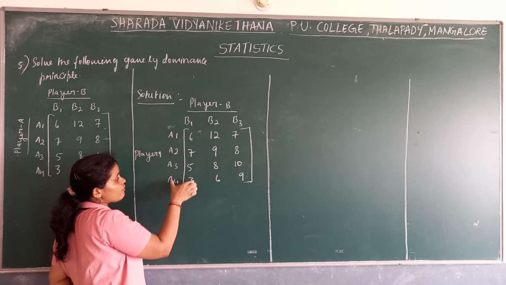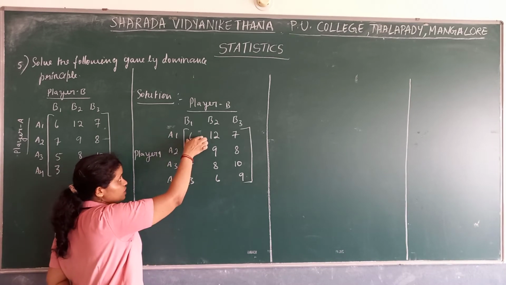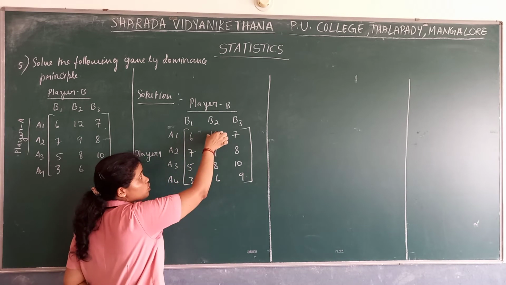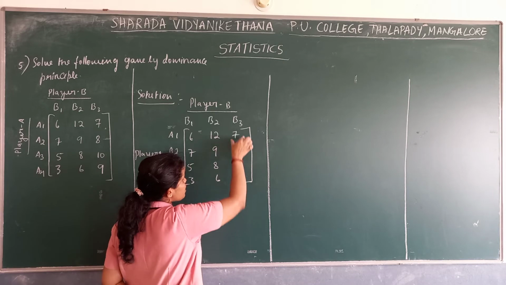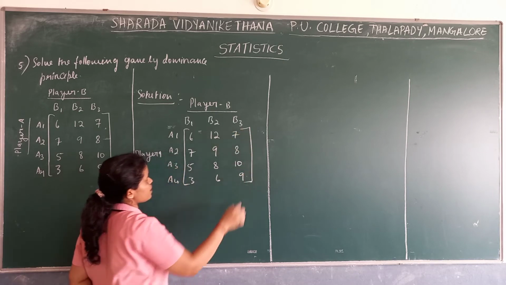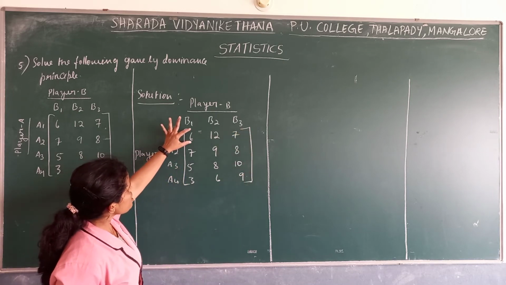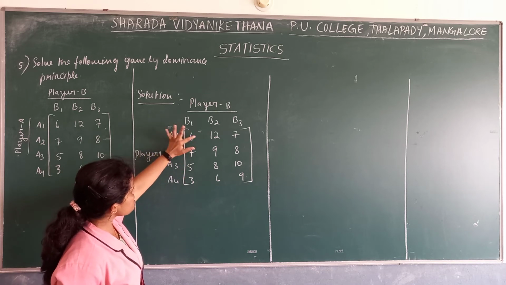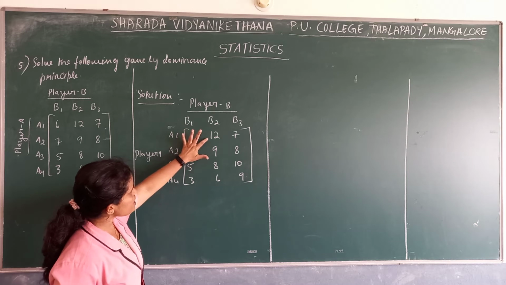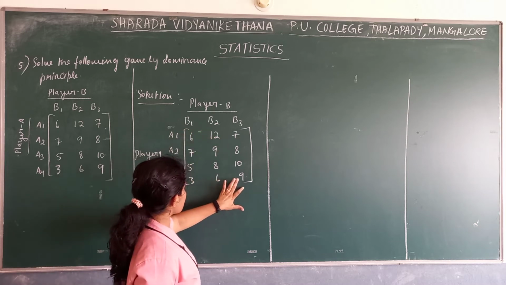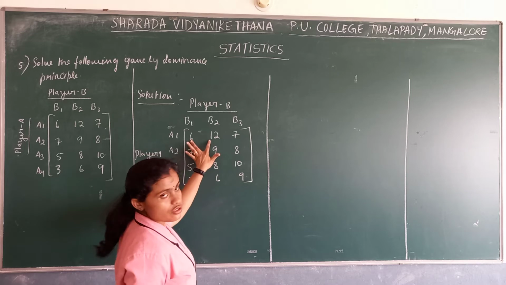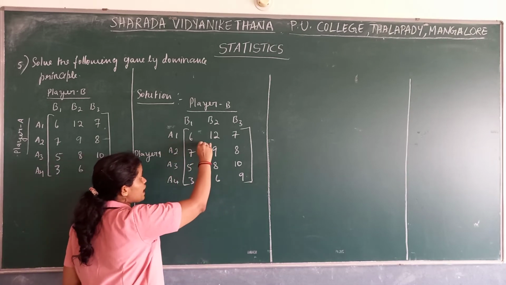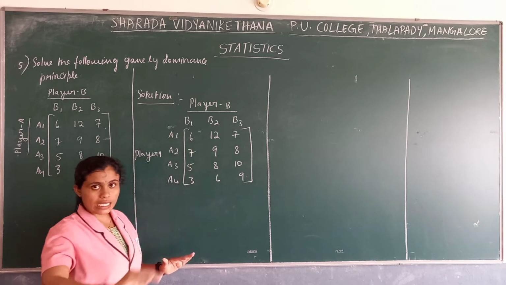Move further, A1 with A4. Here 6 and 3, 6 is greater, 12 and 6, 12 is greater, 9 and 7, here 9 is greater. See, here with this also comparison is not possible. So one value here, two values here. With this also comparison is not possible. So with strategy A1, none of the strategies are working.